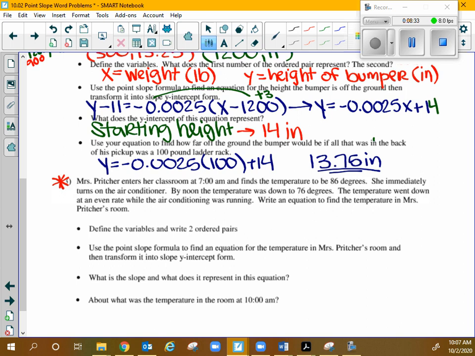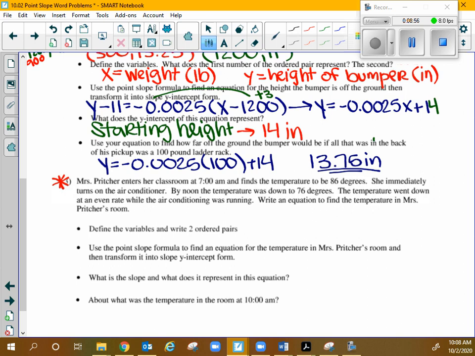Mrs. Pritchard enters her classroom at 7 a.m. and finds the temperature to be 86 degrees. She immediately turns on the air conditioner. By noon, the temperature was down to 76 degrees. The temperature went down at an even rate while the air conditioning was running. Write an equation to find the temperature in Mrs. Pritchard's room. What are we comparing here?